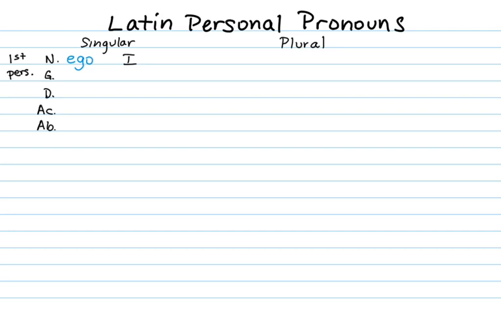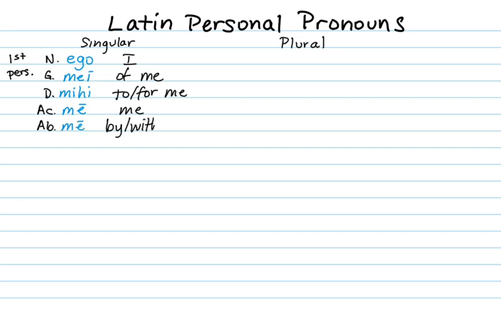So now let's look at the Latin forms of the pronouns. In the first person, singular, I is ego. You might know this from the English word ego. Genitive mei, of me. Dative mihi, to or for me. Accusative me, me. Ablative me, by, with, or from me.